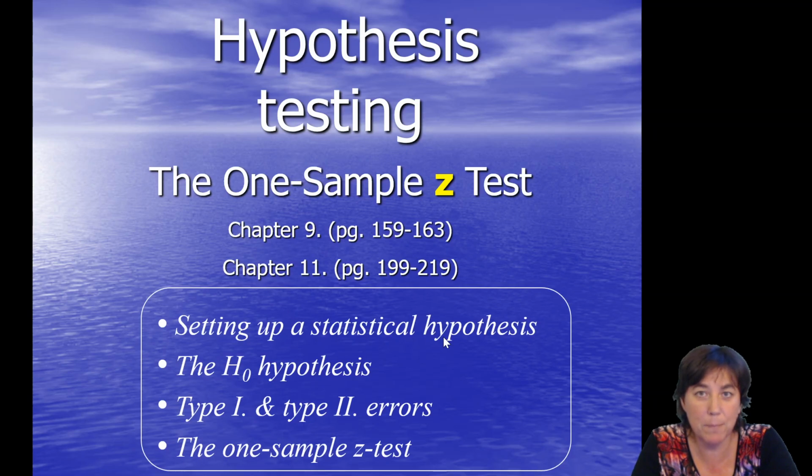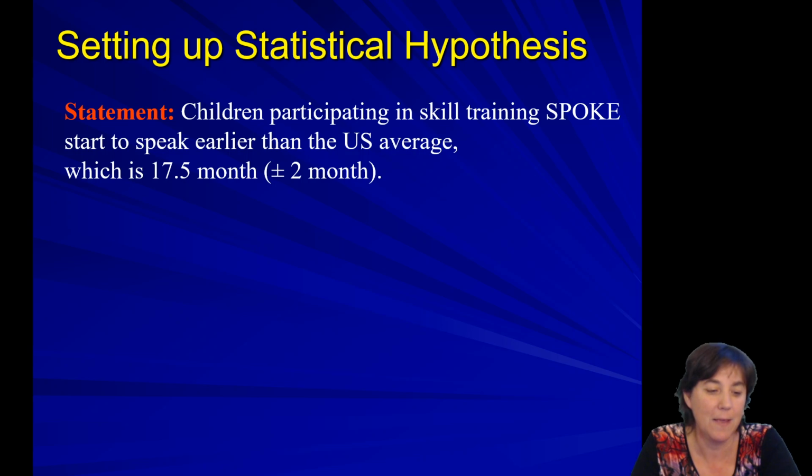First, we have to set up a statistical hypothesis, the null hypothesis, which I will explain in a moment. We have to know that whenever we do this, there's plenty of room for errors. We call them the type 1 and the type 2 errors. It's a good idea if you learn them and if you can differentiate between them. And last but not least, the one sample z-test.